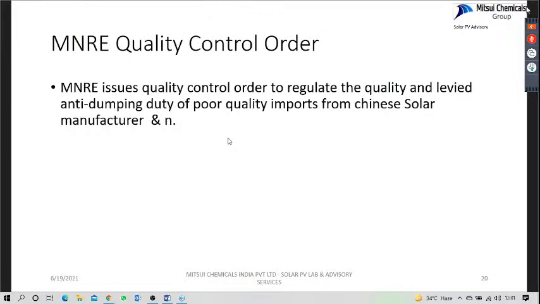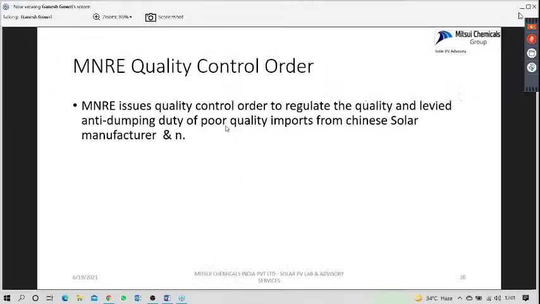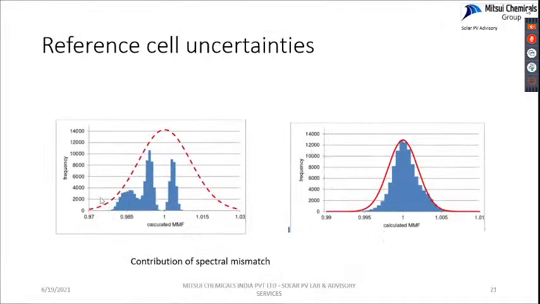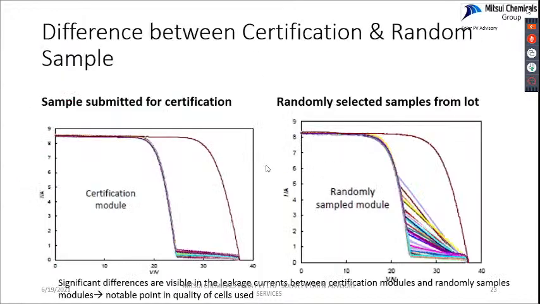To avoid that, MNRE has issued a quality control order to limit the poor quality imports from Chinese manufacturers and all. And this is some statistics I just want to show, the uncertainties which contribute to the measurements, as I mentioned in the last slide. So 3%, 5%. Basically the statistical distribution, when we measure more than thousands of modules, how the distribution represents. So these are the slides. I just want to skip some slides which are not relevant. I don't want to go into detail.